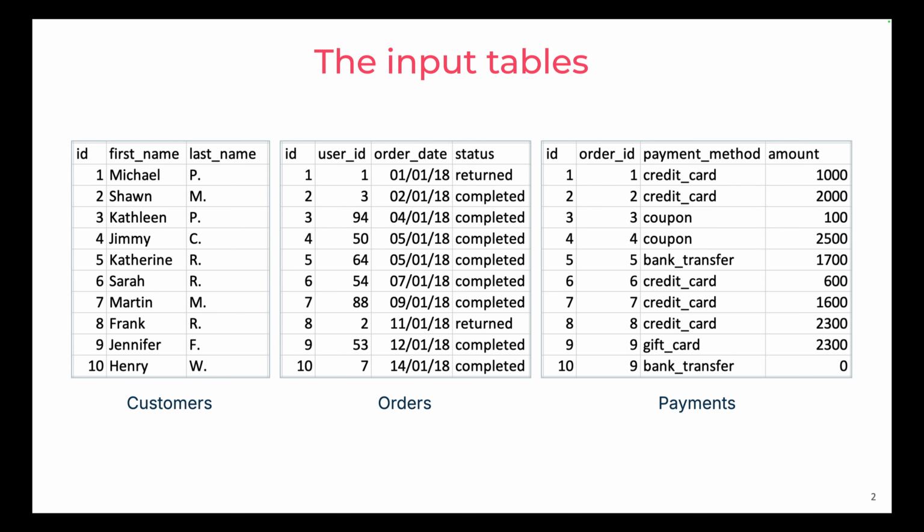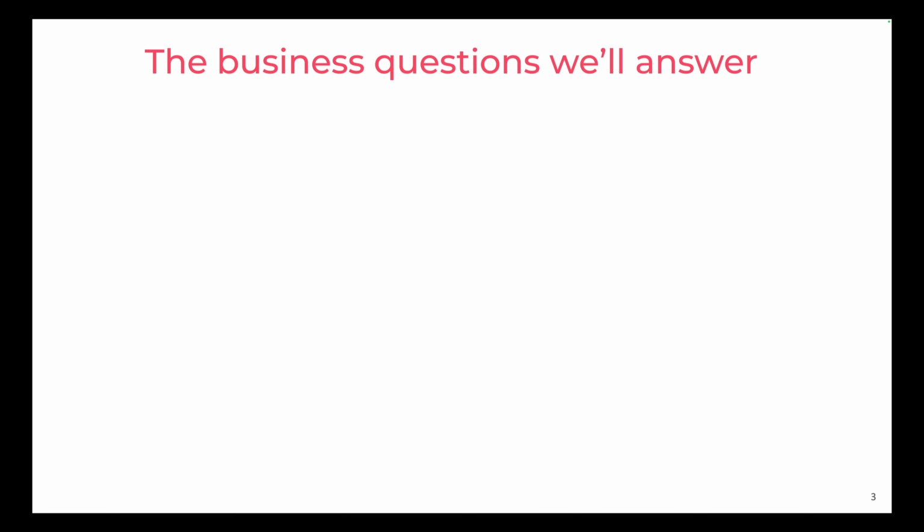And for payments, we have a table which can have multiple rows per order because the customer can choose to pay using multiple methods even for one order. For instance, she could pay using a credit card but also using a coupon. Now, here are the business questions we'll answer.